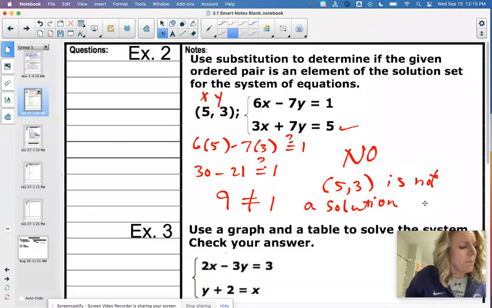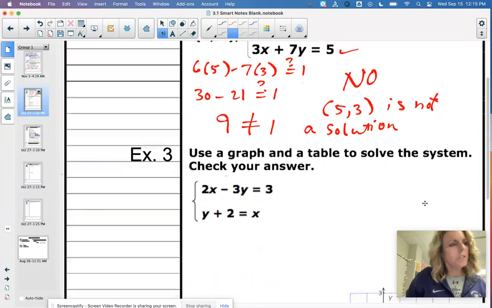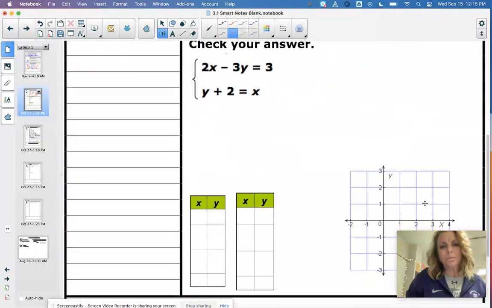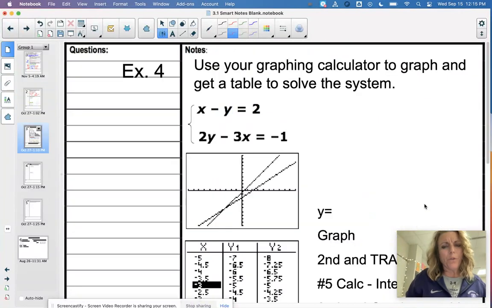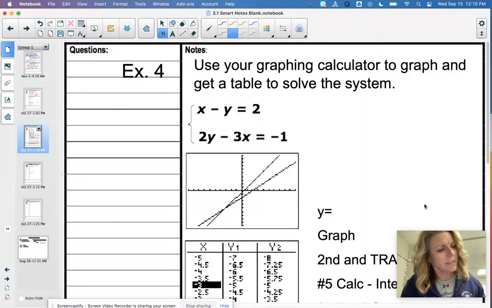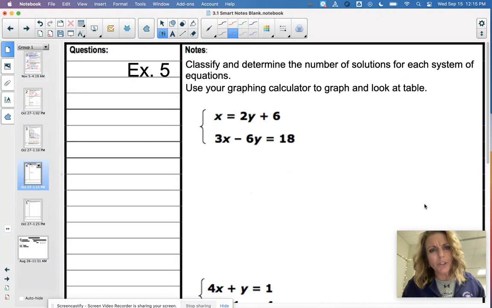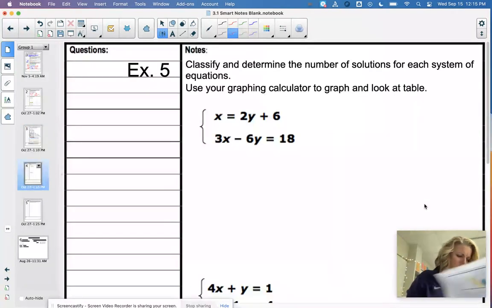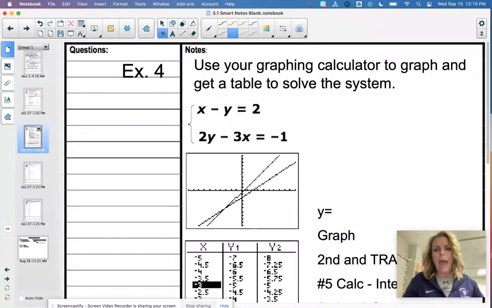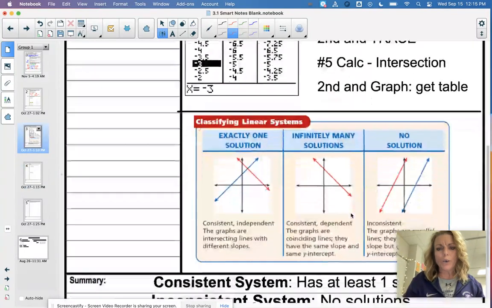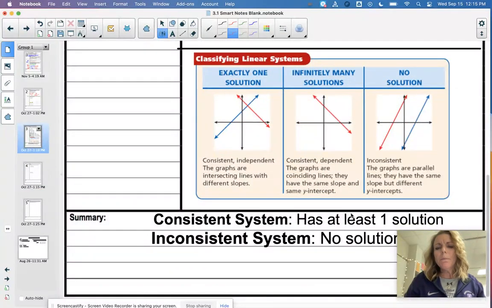All right, example 3, we're going to actually save for class. And example 4, we're going to save for class. And I'm going to jump to example 5. But before I do that, I have to go back to example 4 and scroll down. We're going to be classifying linear systems.